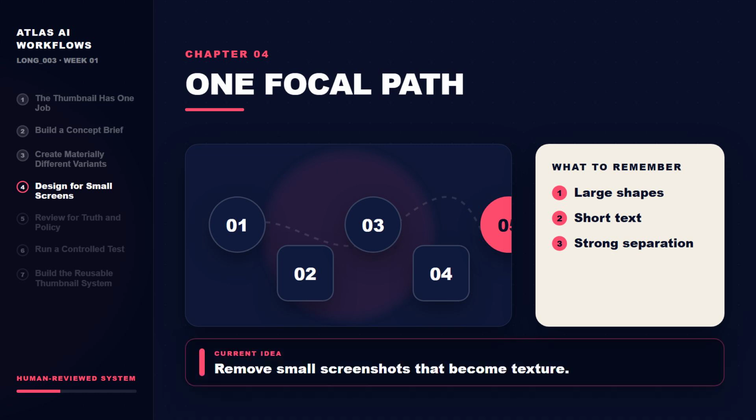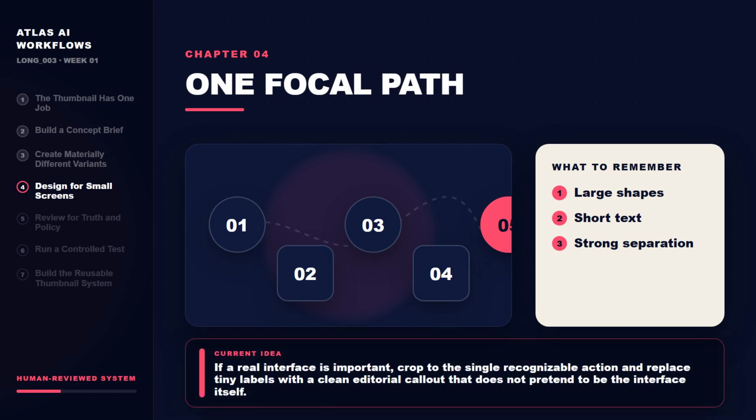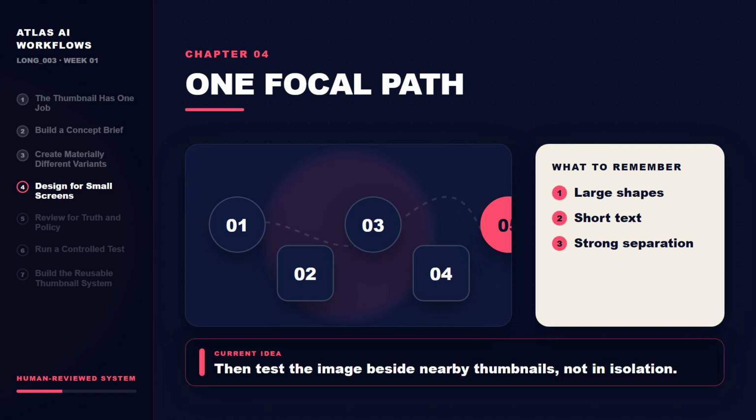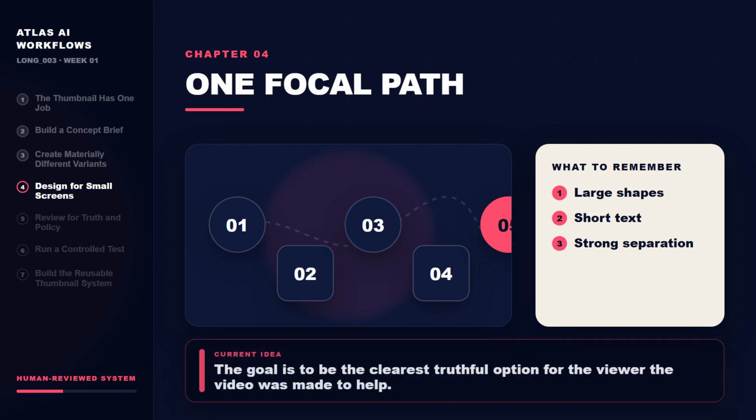Remove small screenshots that become texture. If a real interface is important, crop to the single recognizable action and replace tiny labels with a clean editorial callout that does not pretend to be the interface itself. Then test the image beside nearby thumbnails, not in isolation. The goal is not to be the loudest object on the page. The goal is to be the clearest, truthful option for the viewer the video was made to help.